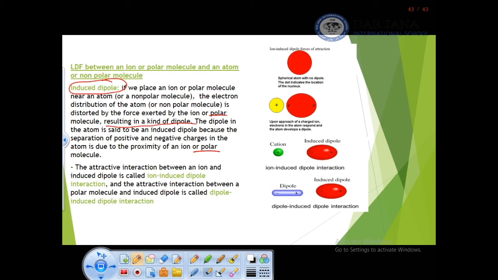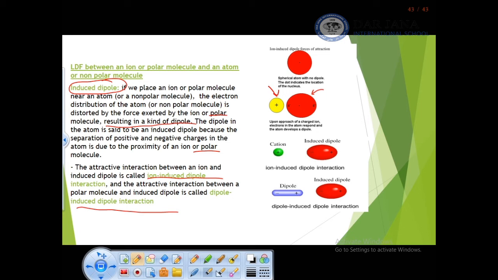And the attractive interaction between a polar molecule and induced dipole is called dipole-induced dipole interaction. Okay? So we need basically to know what is the difference between ion-induced dipole interaction and dipole-induced dipole interaction. Look at the picture basically. For the first one, we have ion-induced dipole force of attraction. It's a spherical atom, and upon approach of a charged ion to the electrons, what will happen?